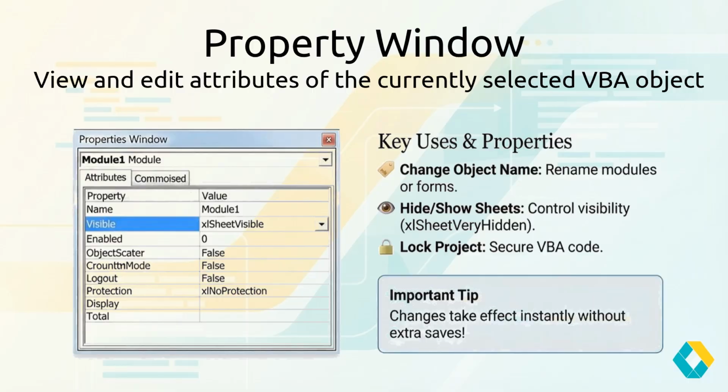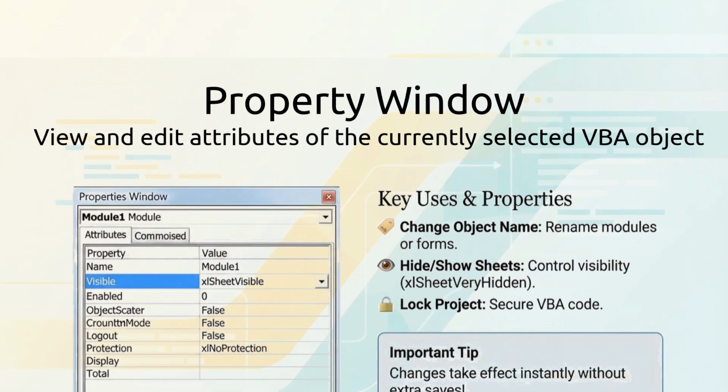Properties window. Used to view and edit settings of the selected VBA object. Key uses: rename modules or forms, show or hide sheets (visible or very hidden), lock and secure VBA projects. Important note: changes apply instantly, no extra save required.